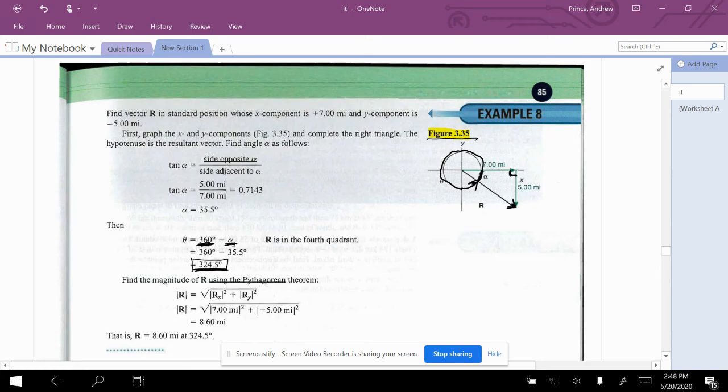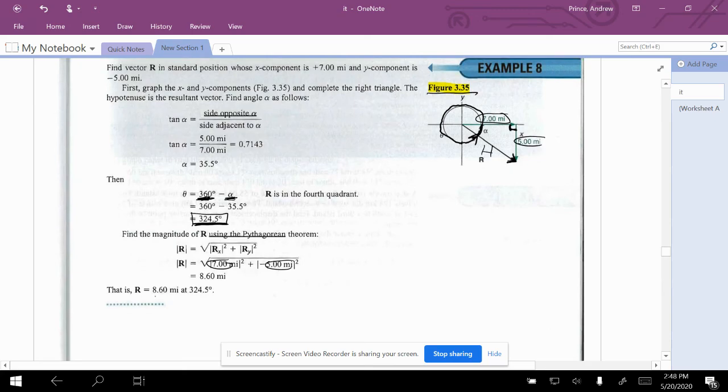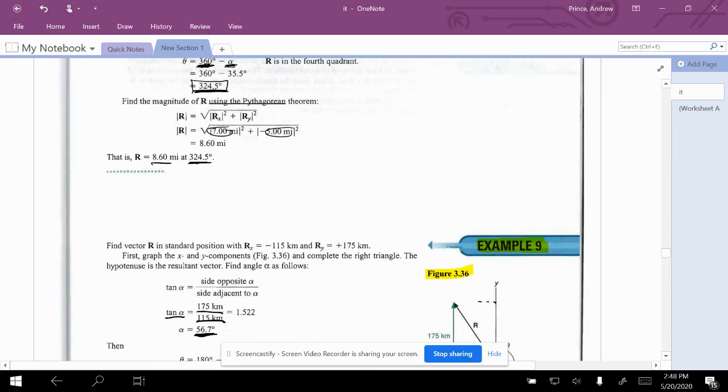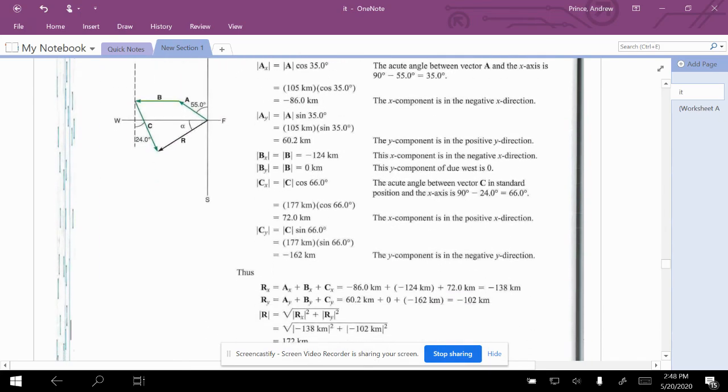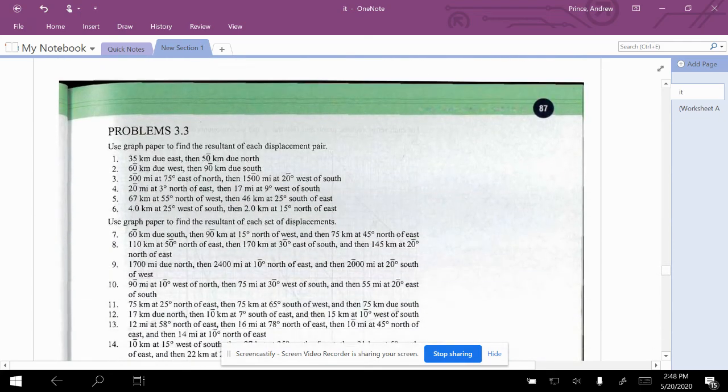As far as finding their magnitude, again, that's just the Pythagorean theorem, the hypotenuse of this 7 and 5, which you can see here, 7 and 5. So in this example, their resulting vector was 8.6 miles at 324.5 degrees. So those are a couple quick samples. We'll do some more drawn out ones later, and you can see some more in the book here.